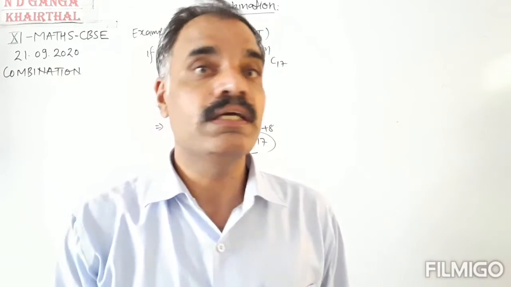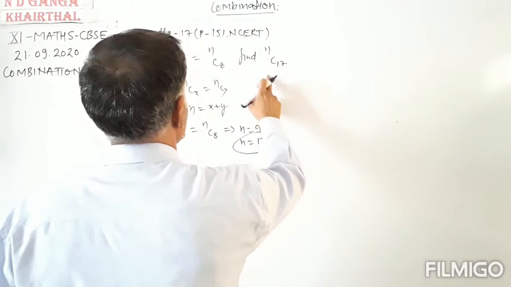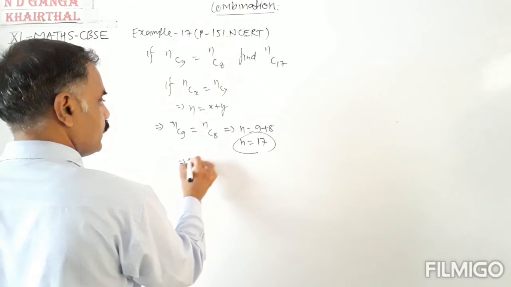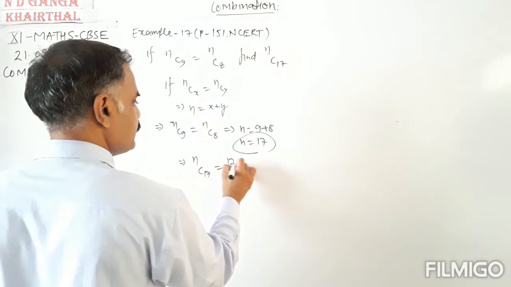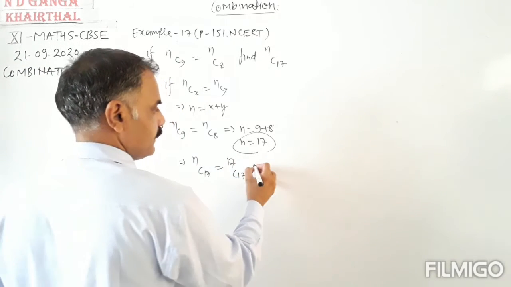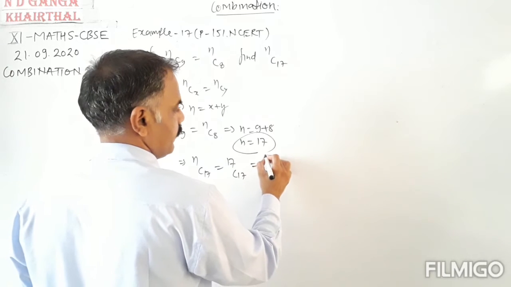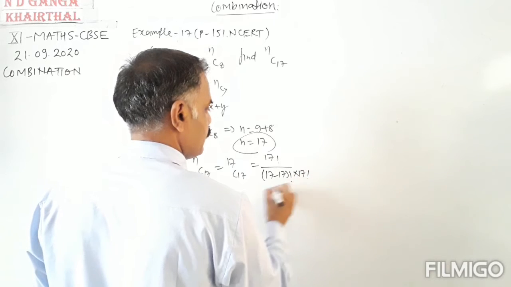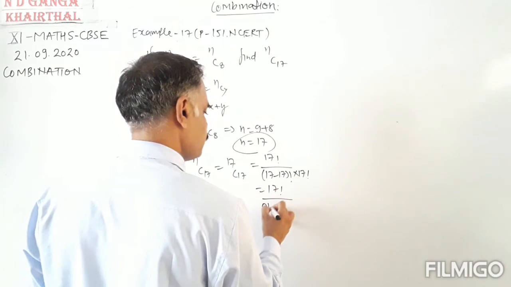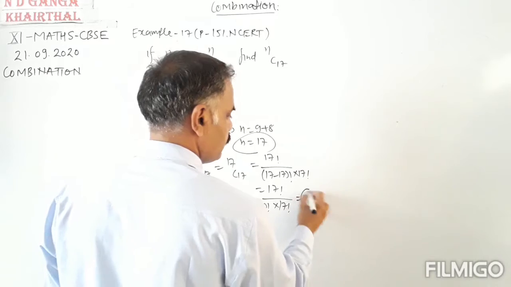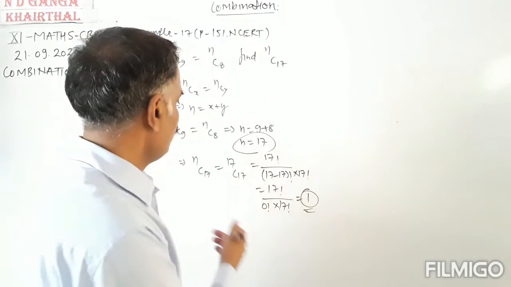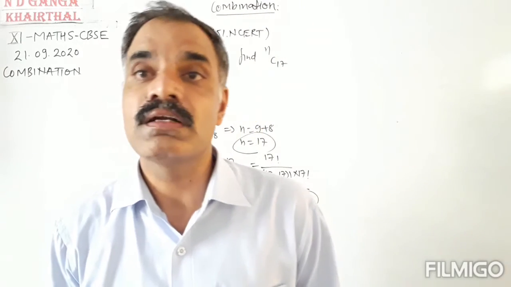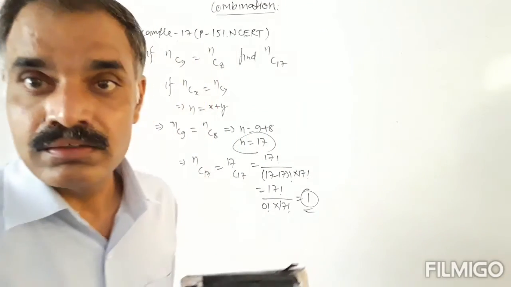Now we can easily calculate nC17. 9 plus 8 is 17. nC17 we have to calculate, so nC17 is 17C17. Okay, and 17C17 equals factorial 17 upon 17 minus 17 factorial into 17 factorial, which equals 17 factorial upon 0 factorial into 17 factorial, equals 1. Okay, so the value of nC17 equals 1. Now the next example, that is example number 19. We will take example number 19.